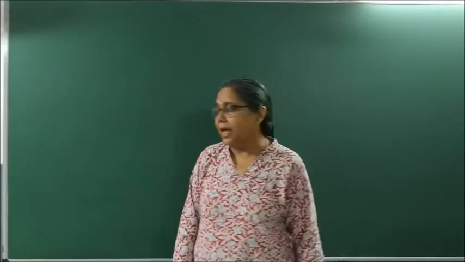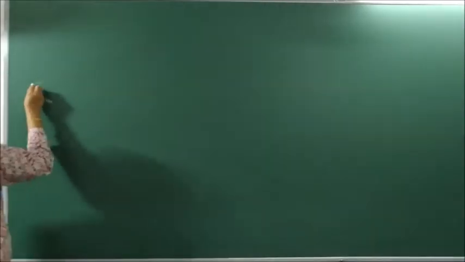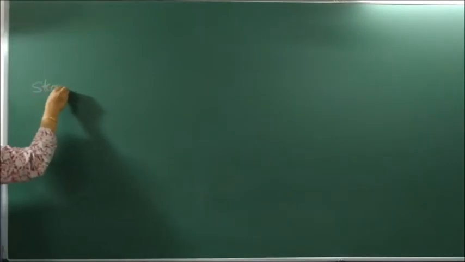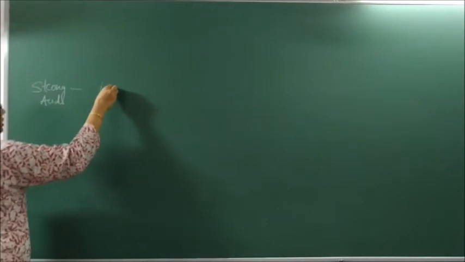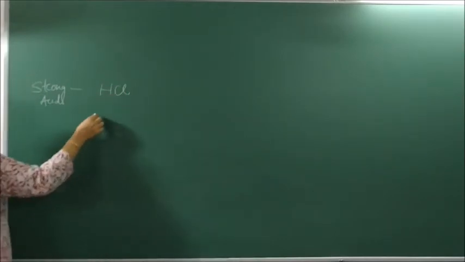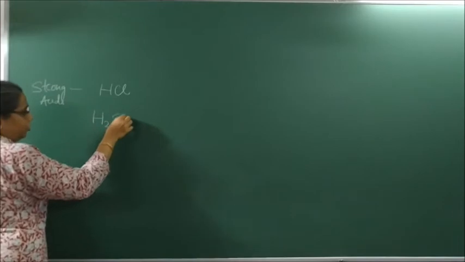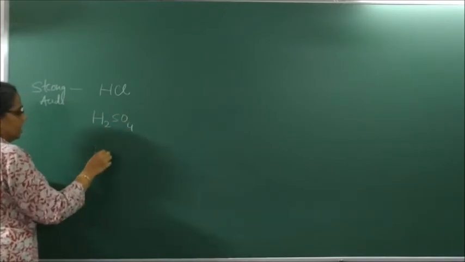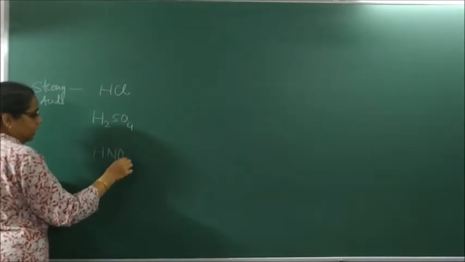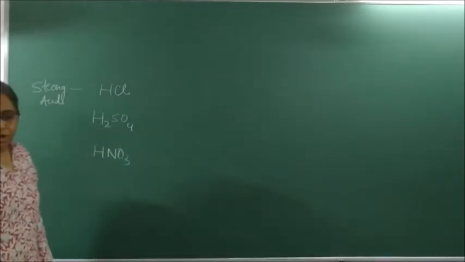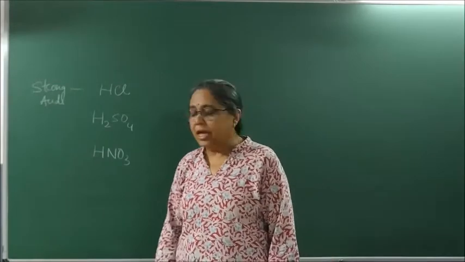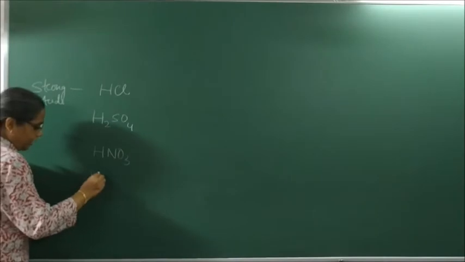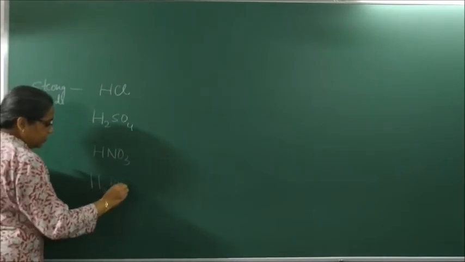So your strong acids are, I am writing SA, your strong acids. You know what is HCl? Hydrochloric acid. H2SO4, sulfuric acid. HNO3 is nitric acid. So our strong acids basically are hydrochloric acid, sulfuric acid, nitric acid, and then we will also study one more acid which is called H3PO4.